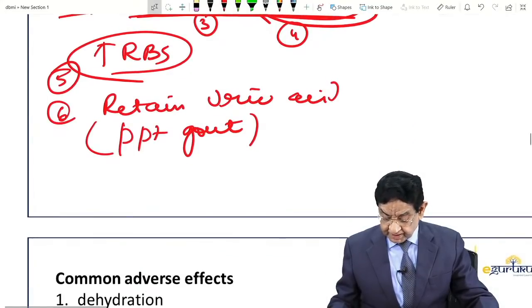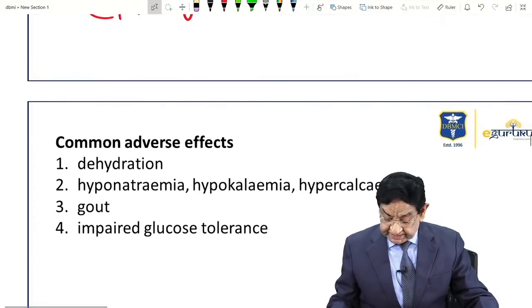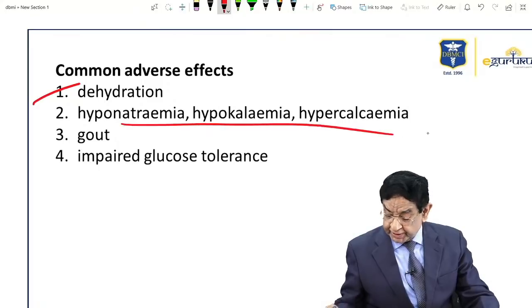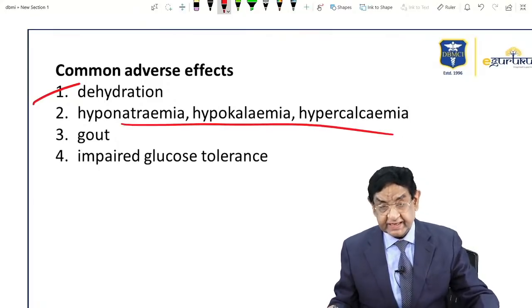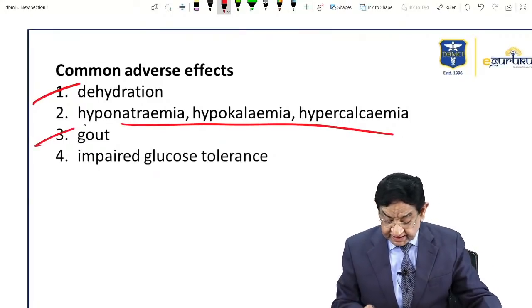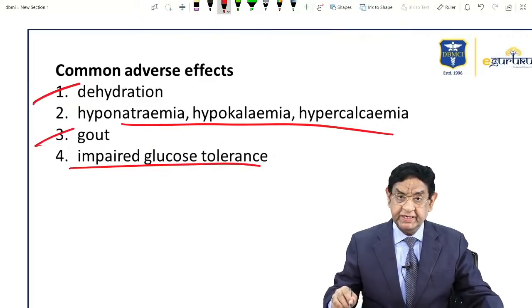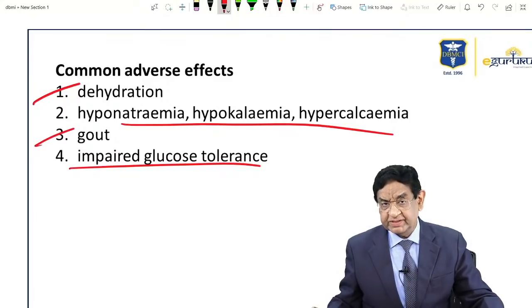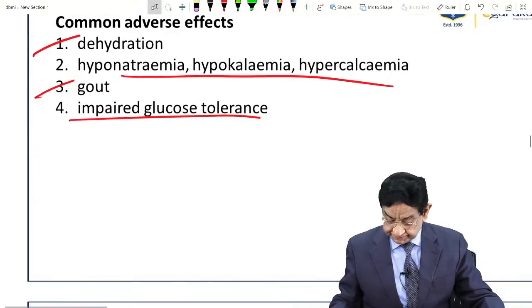What are the main side effects? They can lead to dehydration, hyponatremia, hypokalemia and hypercalcemia. I mentioned in the previous slide, gout and impaired blood sugar. All that I mentioned in the previous slide are the side effects of thiazide diuretics.